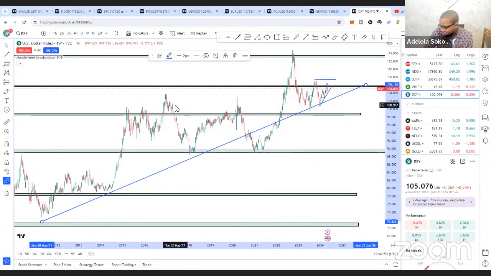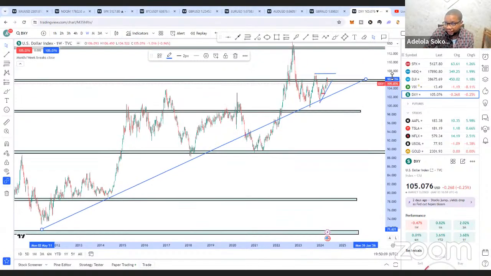So we just have pullbacks. What the dollar index is doing now is just pullbacks. Just know that if you are selling the dollar index, you are taking a risk. Like I said earlier, if you are selling it, you are trading the counter trend. That's what you are doing. So if you are informed, even though you are selling, you can also make money. But at the back of your mind, you know this is what I'm doing. That's the difference between you and someone that is not informed.